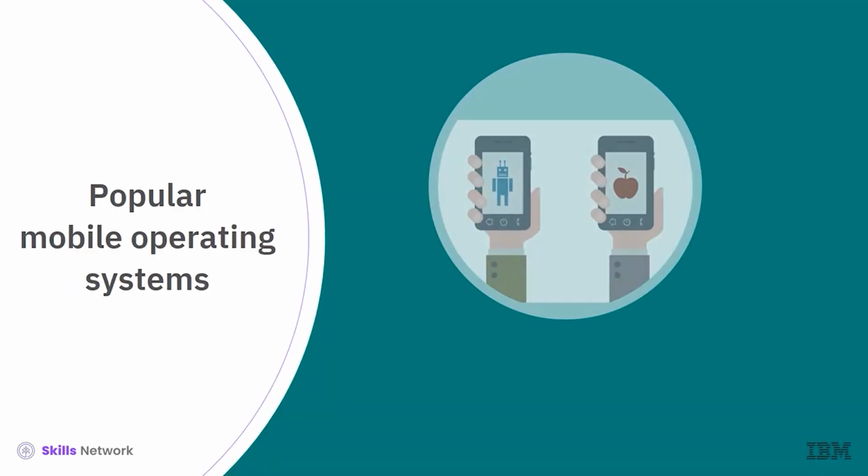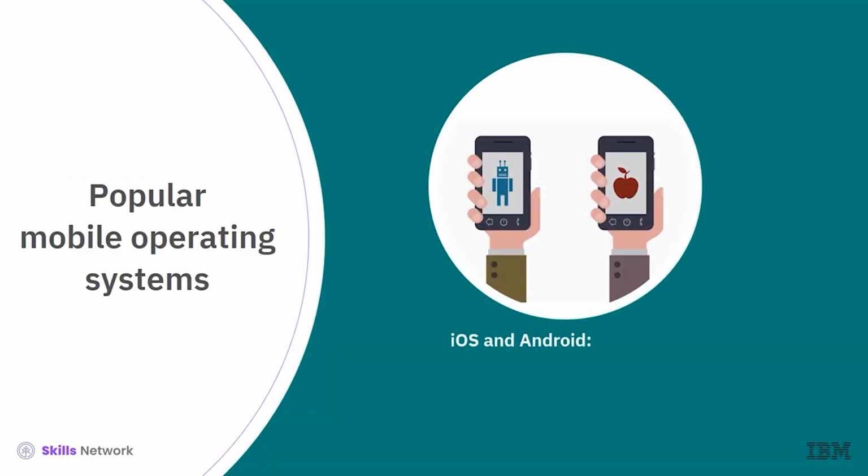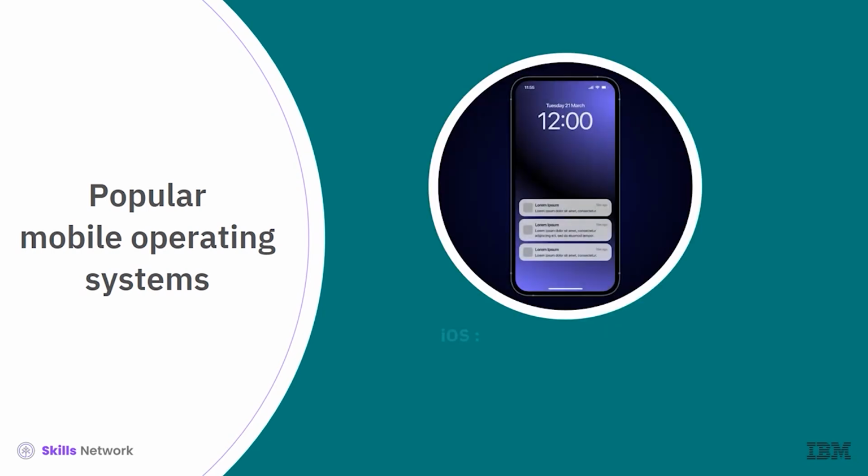The arrival of mobile operating systems like iOS and Android has revolutionized the mobile landscape, offering significantly improved user experiences. For example, iOS, which started as iPhone OS 1, is now at version 17. Let's learn more about these operating systems.